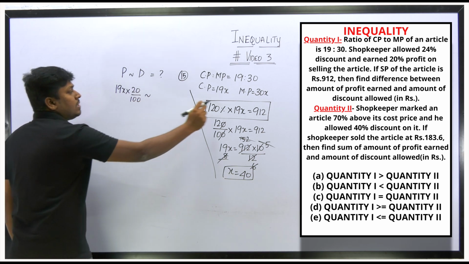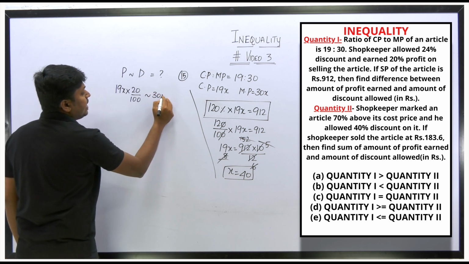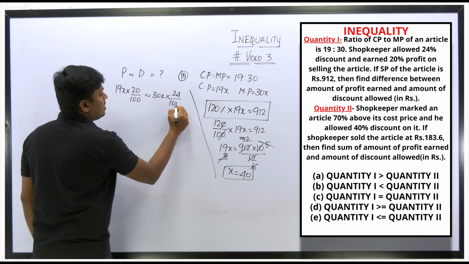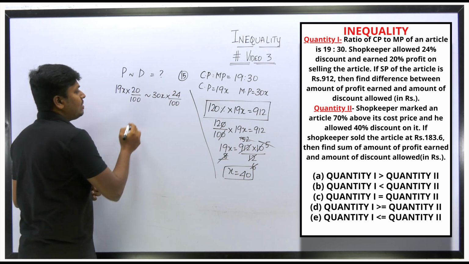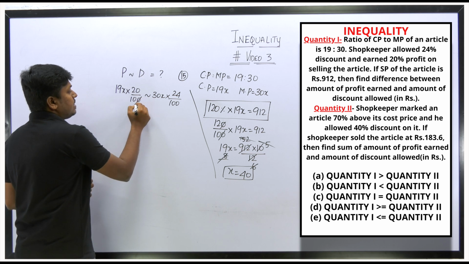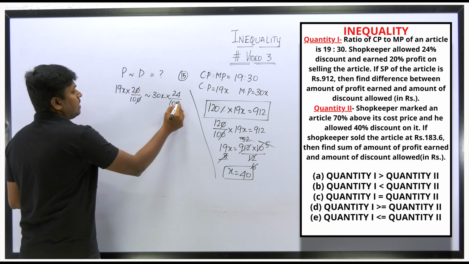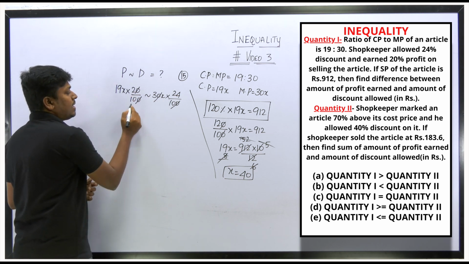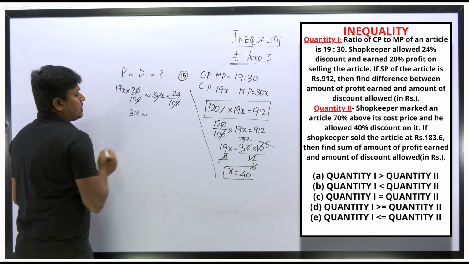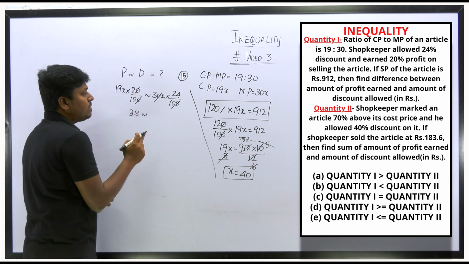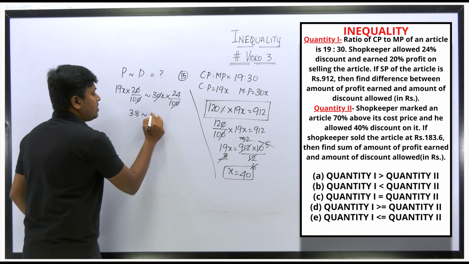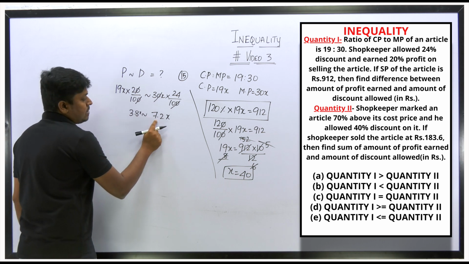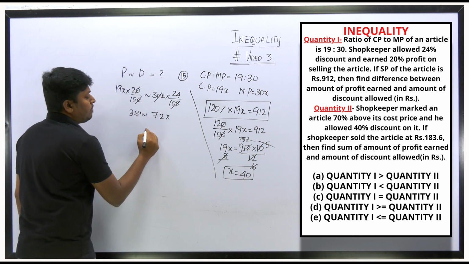Now the discount from the marked price, that is 30x. How much discount has been allowed? 24% discount. That is 24 by 100. So we need to find the difference in the value. We can cancel the 0s here, and similarly here. So 19 into 2 will be 38, divided by 10 will be 3.8. So this will be 72, and 72 by 10 will be 7.2. So 7.2 minus 3.8 will be 3.4x.